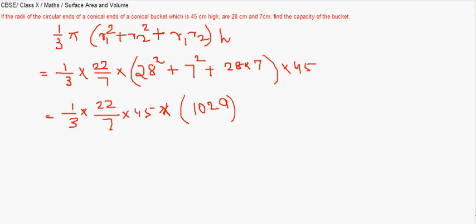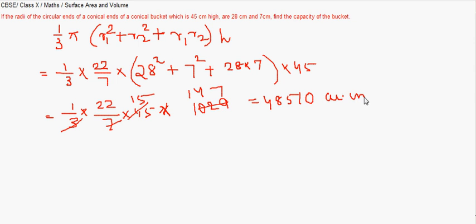The whole thing is giving me 1029. This is giving me some 15. 1029 if divided by 7 will give me 147. Now if I multiply 147 by 15 and then by 22, I get 48510 cubic centimeter. Okay, that's the capacity of the bucket, whose dimensions are given already to us.